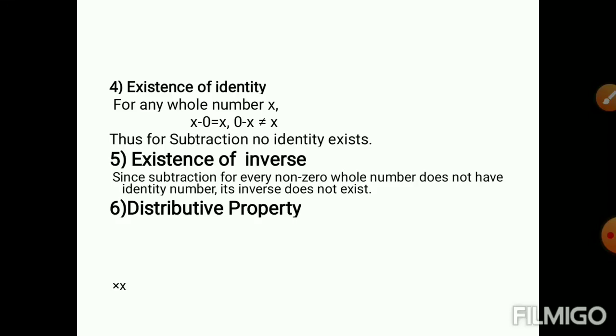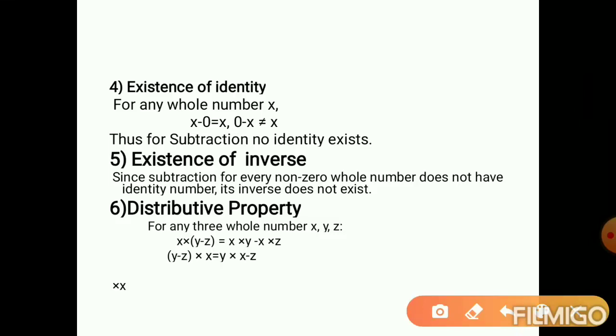My next property is distributive property. What does it say? It says for any three whole numbers x, y, z, x multiplied by bracket y minus z is equal to x into y minus x into z. Or if I change the order of multiplication, bracket y minus z multiplied by x equals y into x minus z into x. I think x is missing here, so you can write it on your own. It is z into x. So verify this property.